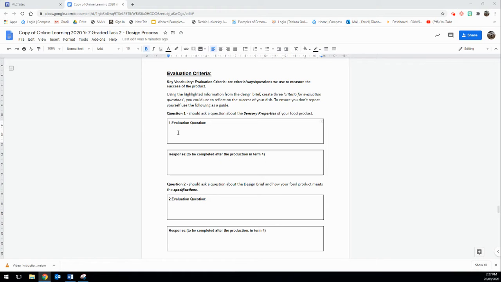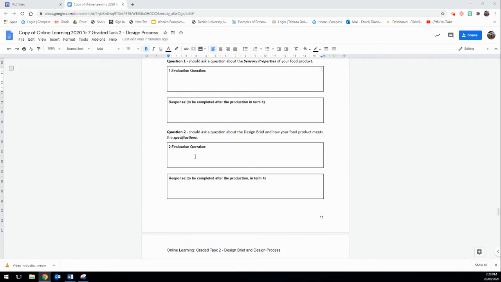So something like, explain how the appearance of your savory muffin was appetizing to the customers of the Wild Bay Leaf Cafe. There's an example. You do not need to respond to this evaluation question. We're going to be doing that after we have done the prac in term 4.